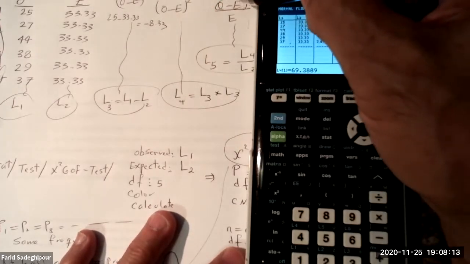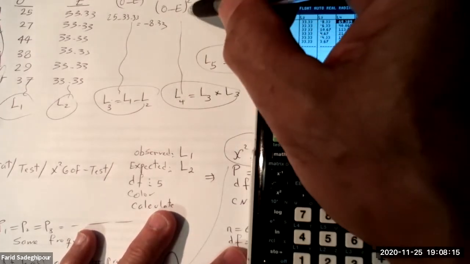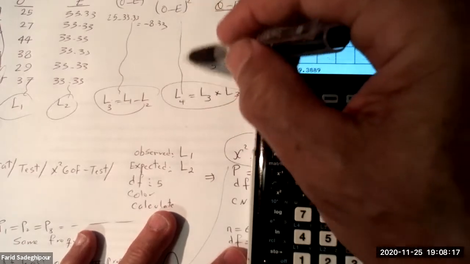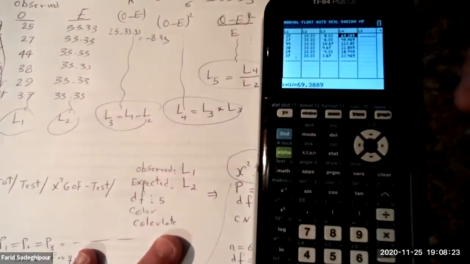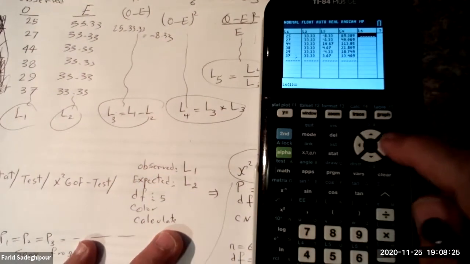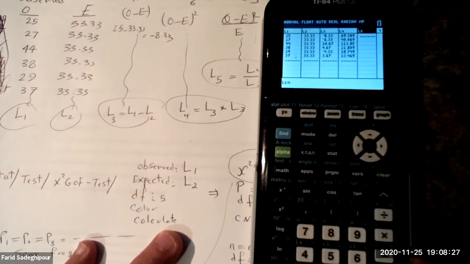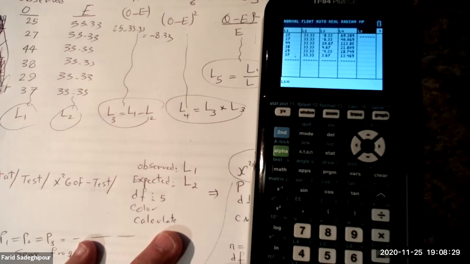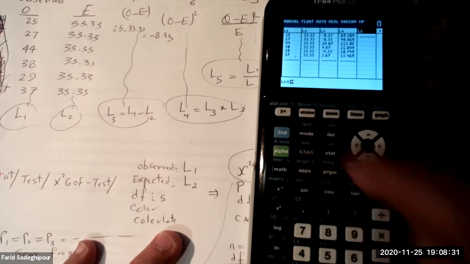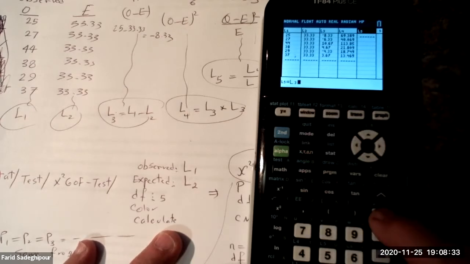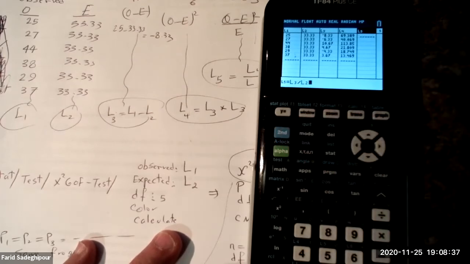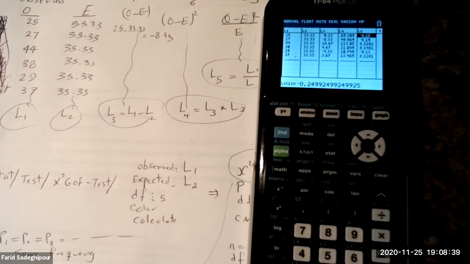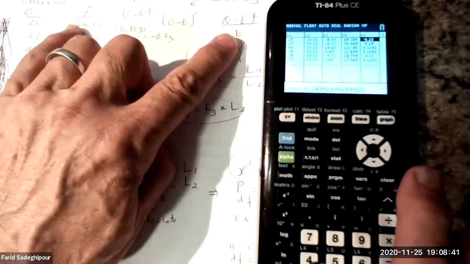Then the last column is, they are saying, take this L4 and divide it by E, which is L2, okay? So for that one, we have to take L3, divide that by L2. That gives you all the numbers that you need here.